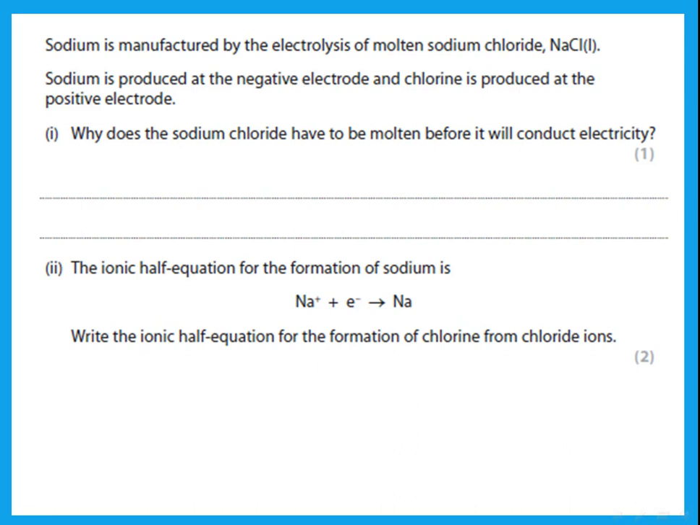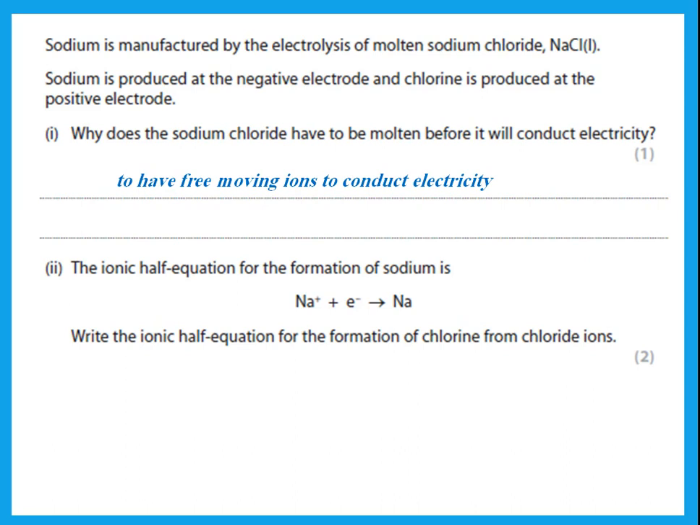Sodium is manufactured by the electrolysis of molten sodium chloride. Sodium is produced at the negative and chlorine is at the positive, of course. Why does the sodium chloride have to be molten? Again, why does the ionic compound have to be molten? To have free moving ions in order to conduct electricity.